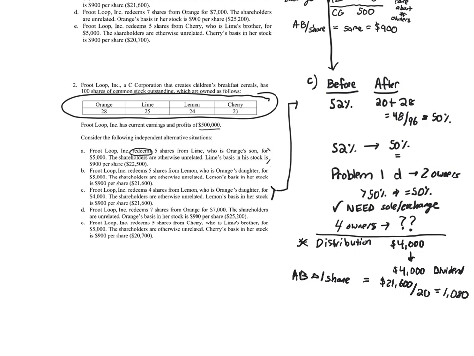So, A through C focuses on the first factor, the first element of not essentially equivalent to a dividend, which remember is you go from more than 50% to less than or equal to 50%. That's the first aspect of not essentially equivalent to a dividend. There's another aspect. And the second aspect is what we're going to do in D.